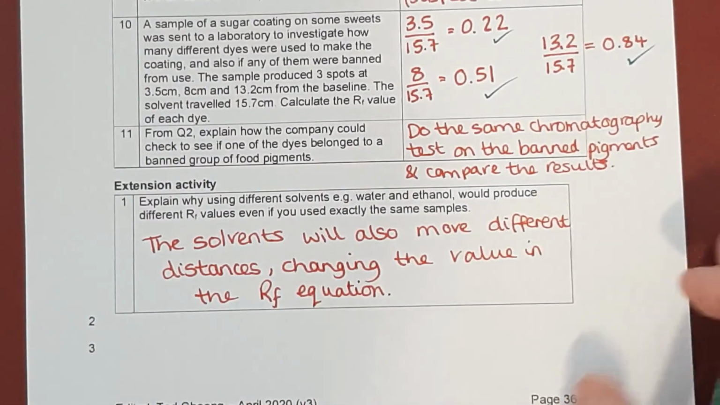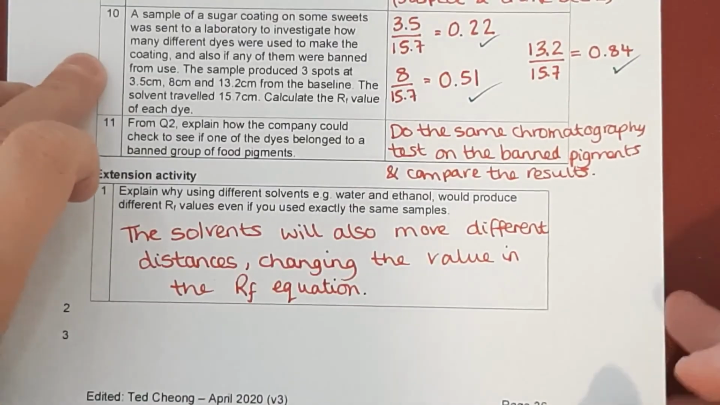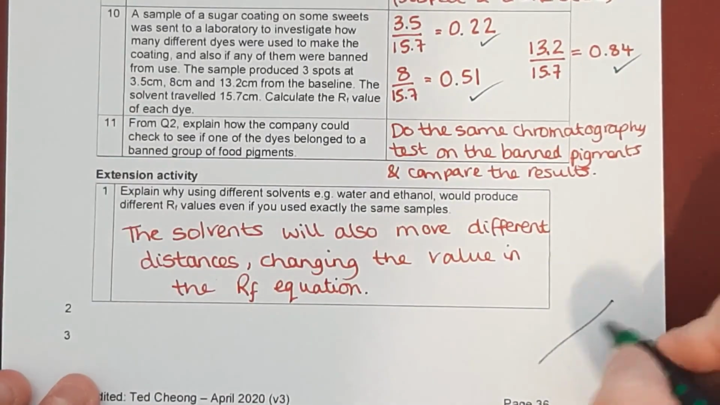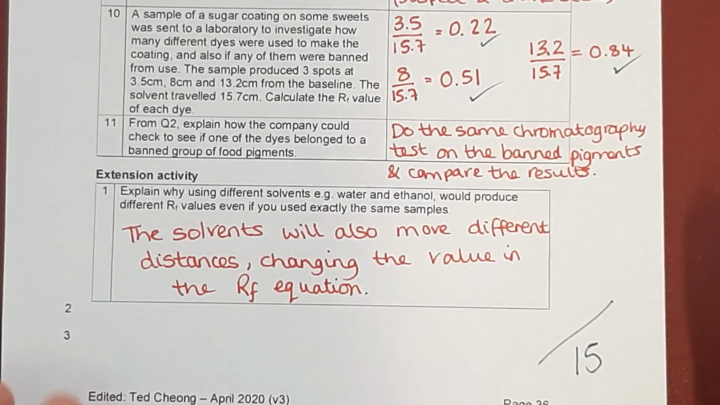So there are 12 questions, but question 10 is worth 3. So that's a total of 15. Now, if you got 6 or less, I strongly recommend you review the lesson again and try these questions again. If you got 12 or more, well done.